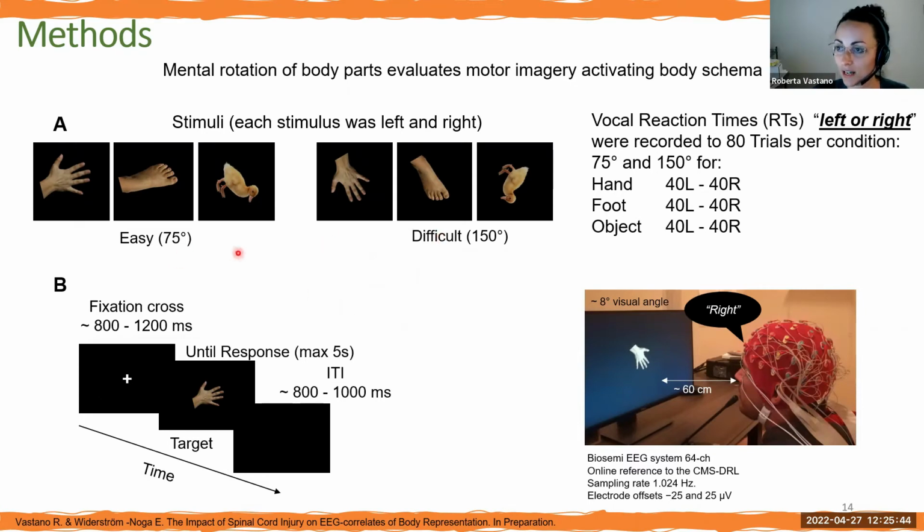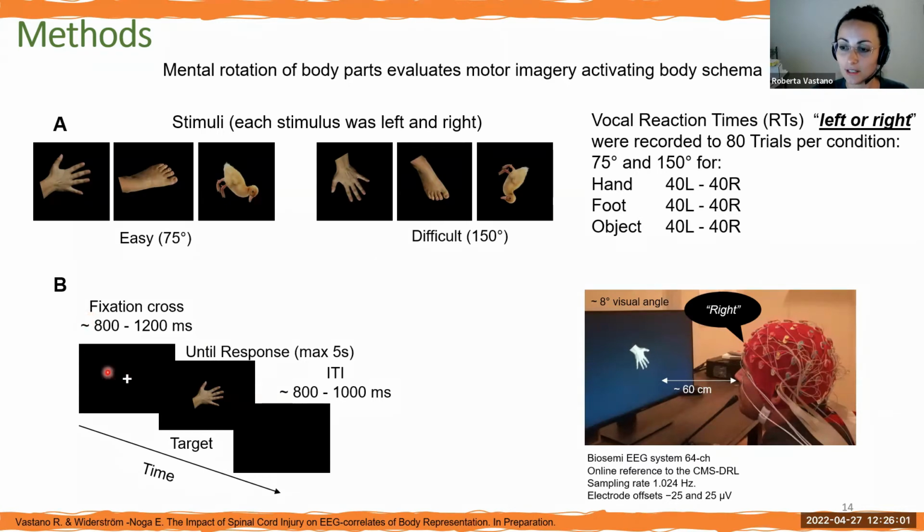So this stimulus could be left or right. They had to provide the response as fast as possible. We recorded the vocal reaction time, EEG activity, and accuracy. Here is an example of a trial. We had 480 trials, so 80 per condition.